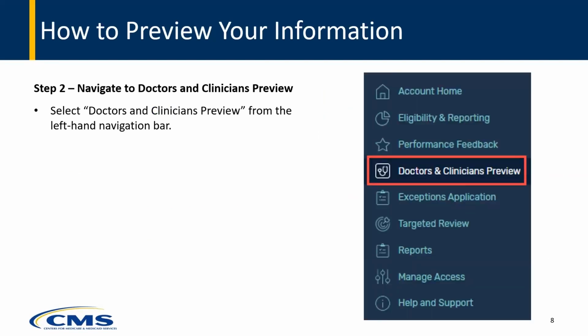Once you've logged into the QPP website, you'll want to navigate to the Doctors and Clinicians preview section. You can do this by selecting Doctors and Clinicians Preview from the left-hand navigation. You'll then be taken to the Doctors and Clinicians Preview landing page. Up until now, the steps have been the same, regardless of whether you want to preview individual clinician or group performance information. The next steps are slightly different depending on what level of information you want to preview.